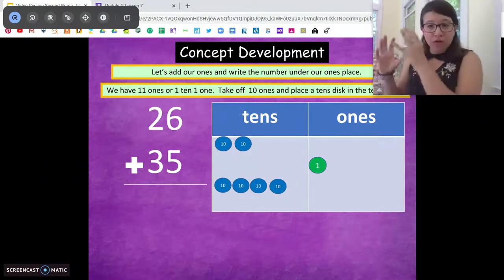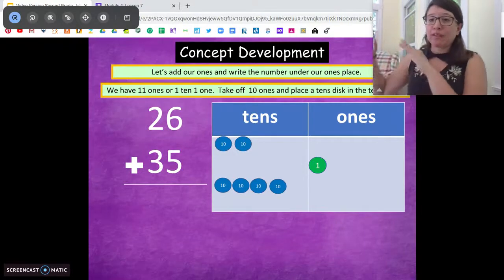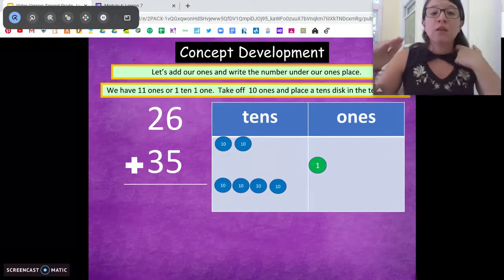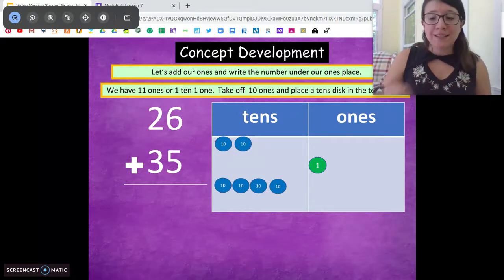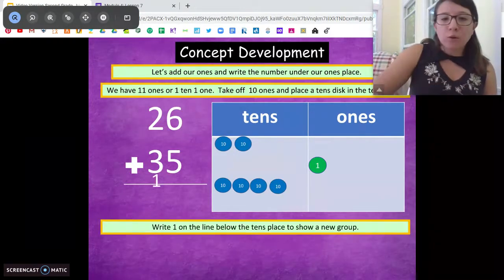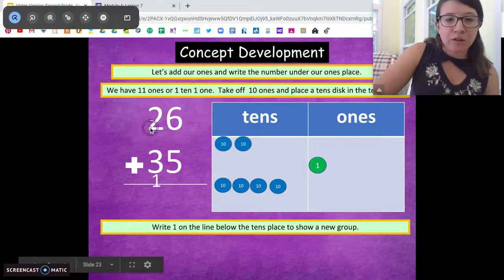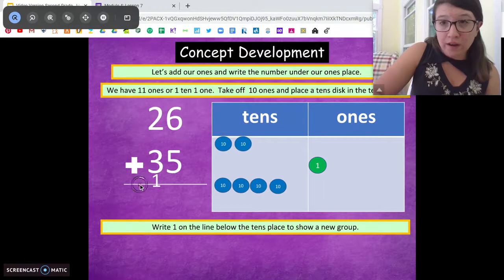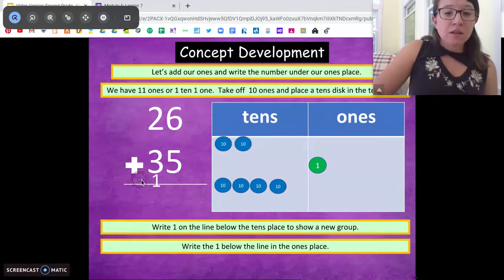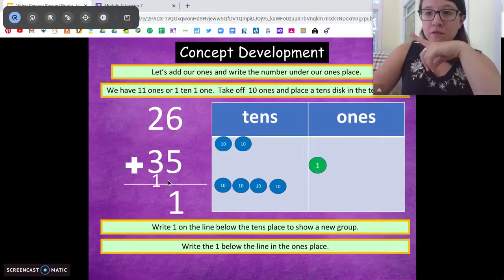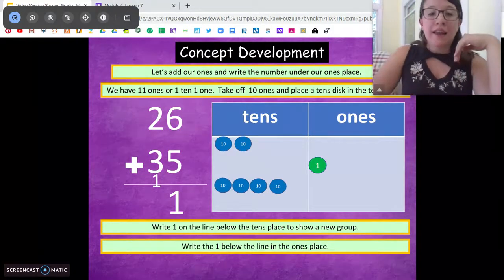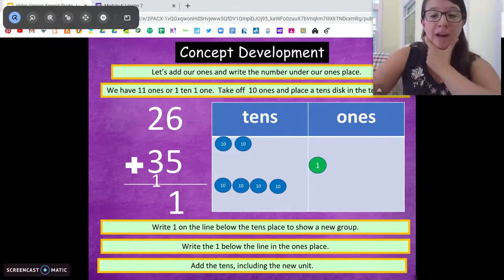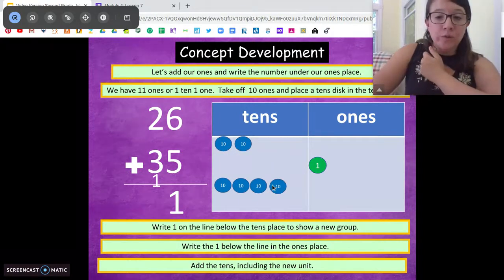So we had over 10 1s in our 1s place, but we can trade those out, move them over to make a 10. Okay, now on our vertical method, to show that we did that, we're going to put a little 1 next to our 2 and our 3 because we added another 1 over here. So we're going to put a little 1 under there so that we know to add it in. So how many 1s do we have left? 1. So we're going to put a 1 on the one side. Now, how many 10s do we have? Add that new 10 in there.